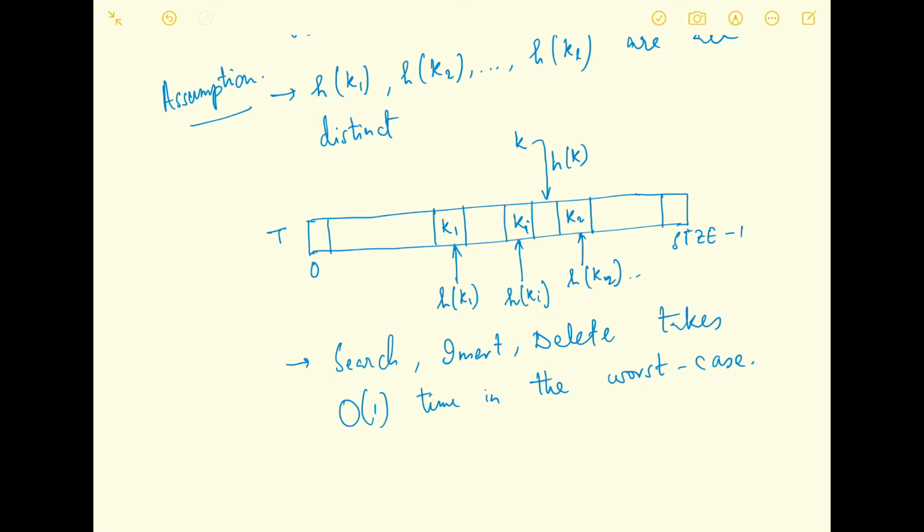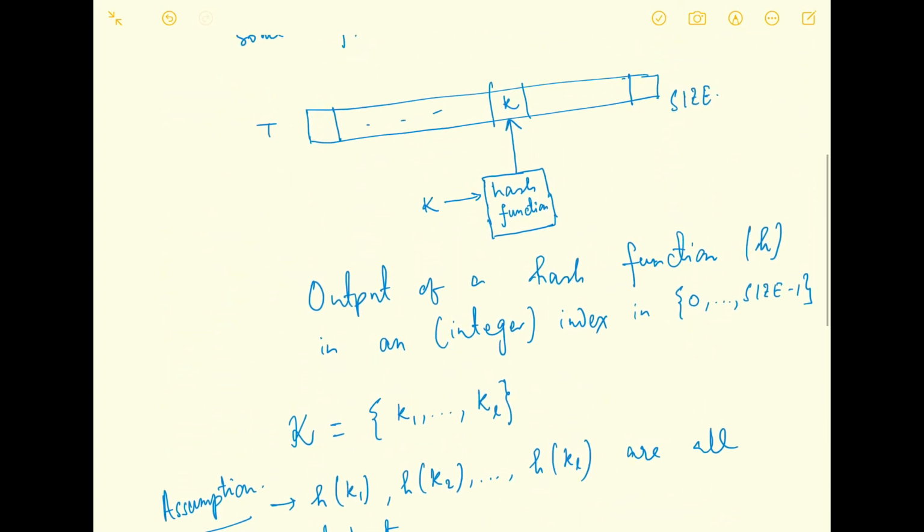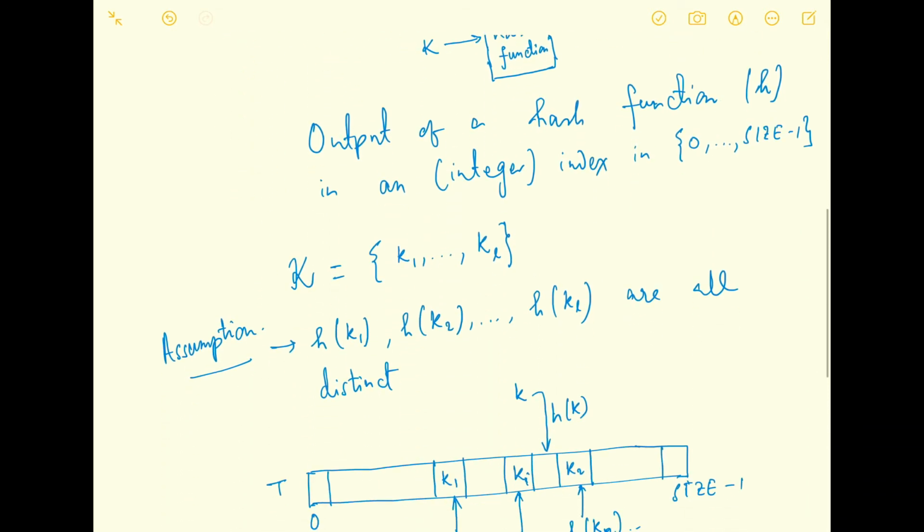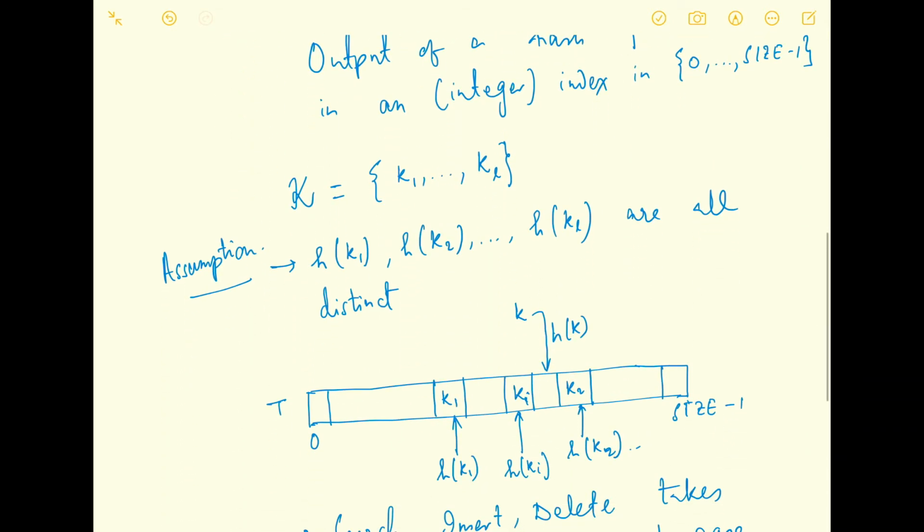Okay, so this is fine, but we began by saying that the hash table can perform these operations in order 1 in the average case. So why average case? Because of this assumption. This is a big assumption which will not hold most often in practice.